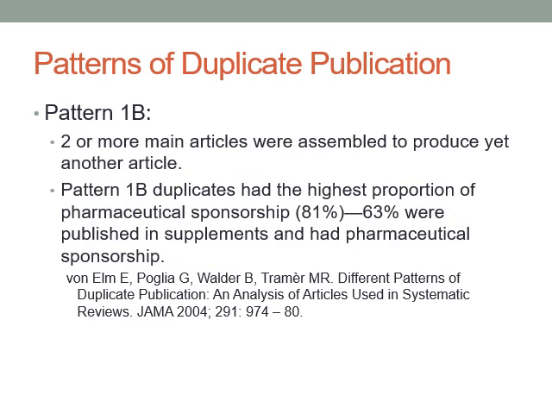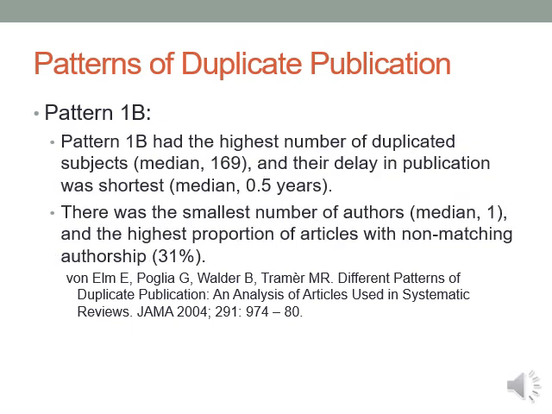As regards pattern 1P, we are taking two articles and we merge them with each other. We are mixing these articles with each other to yield another one. It has the highest number of duplicate publications and subjects, and this is showing you that this non-ethical attitude, okay, is present.